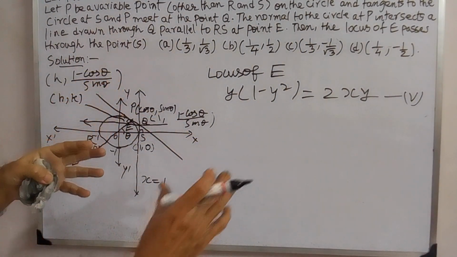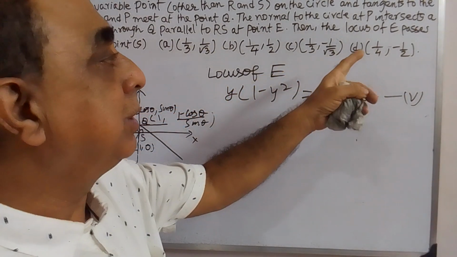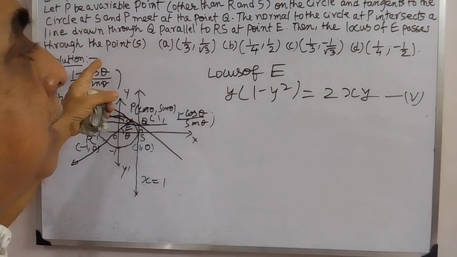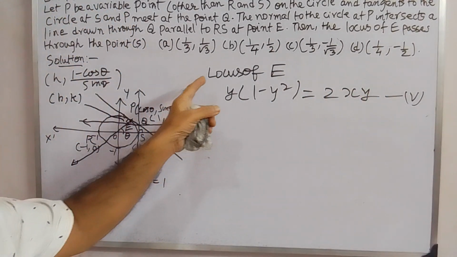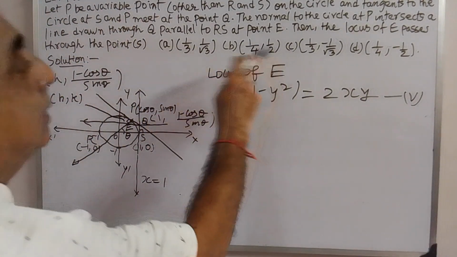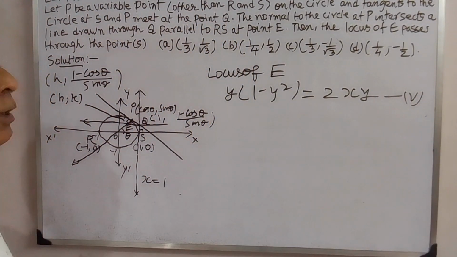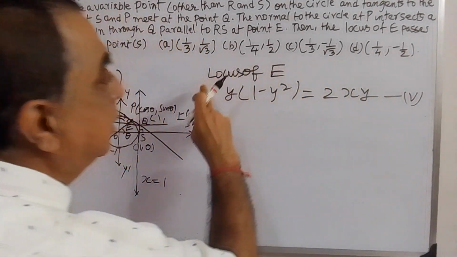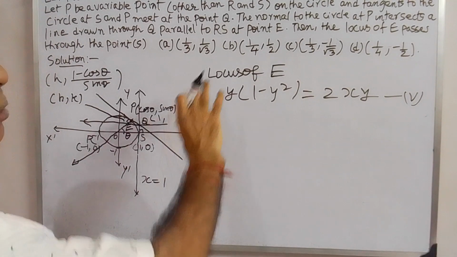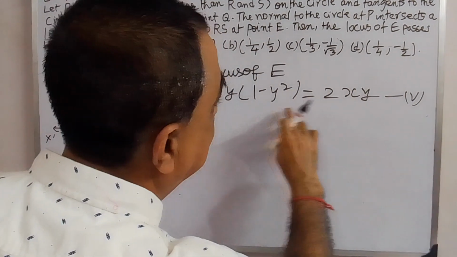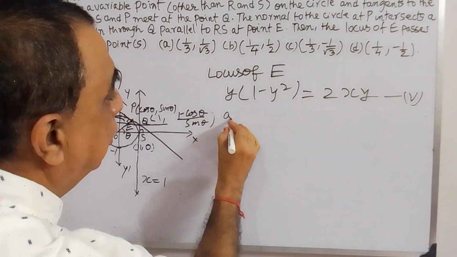Now when we have got the locus of the point E, what was asked in the question? It was asked whether the locus of E passes through which of the given points. So now check whether these given points satisfy the equation of the locus or not. The points which satisfy it will be lying on the locus of E, and those which do not will not be lying on the locus. So one by one we will check all the points.